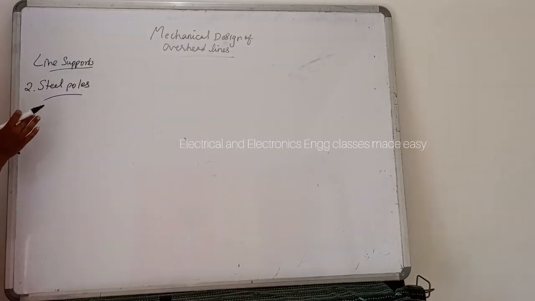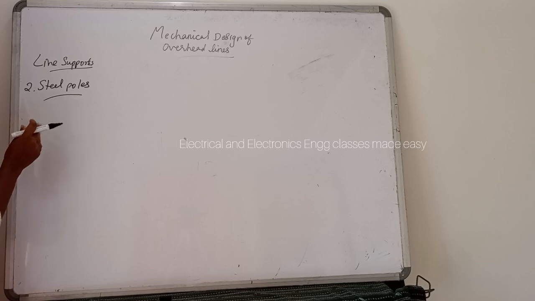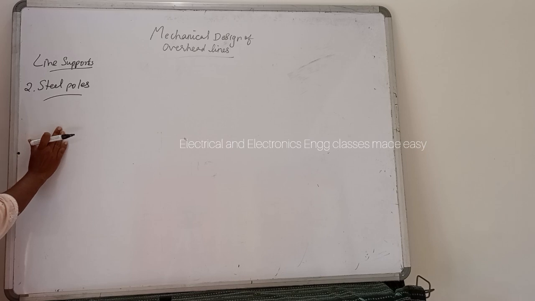Next is steel poles. The steel poles are often used as a substitute for wooden poles, and they possess greater mechanical strength, longer life, and permit longer spans to be used. And such poles are generally used for distribution purposes in the cities. And this type of supports need to be galvanized or painted in order to prolong its life.